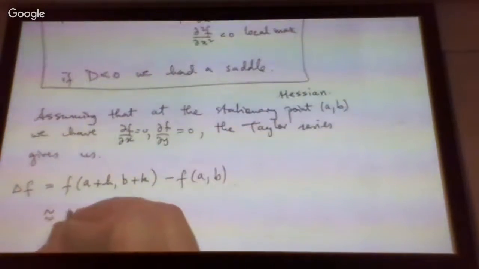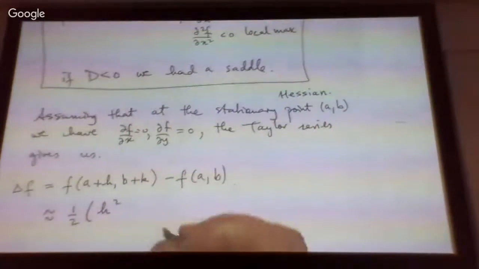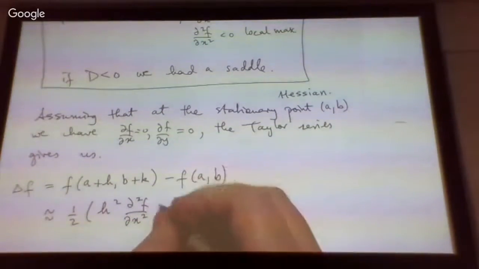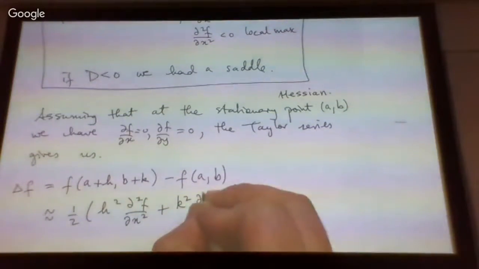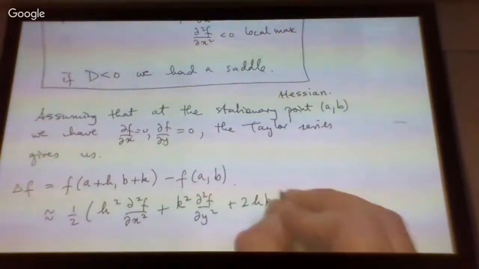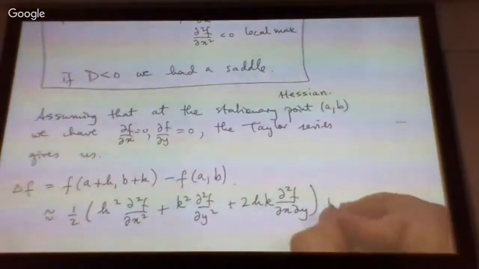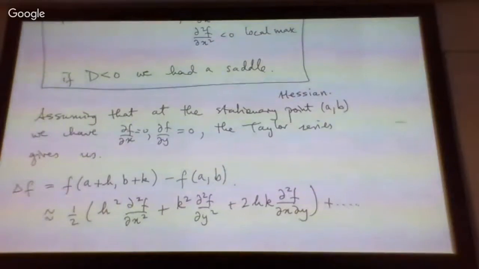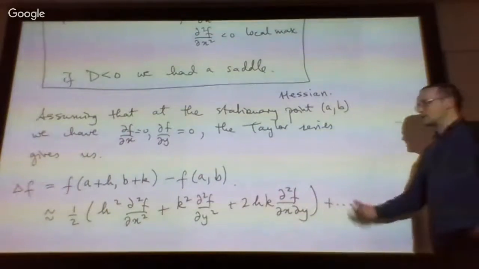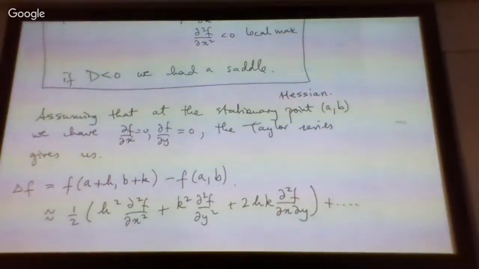But this is going to be approximately the second order terms from the Taylor series. So this is going to be approximately 1/2 of h squared d2f/dx squared plus k squared d2f/dy squared plus 2hk d2f/dxdy. And there's higher order terms, but we're talking about determining its behavior close to the base point. So again, those same comments say that really it's all going to come down to how the second order terms behave.